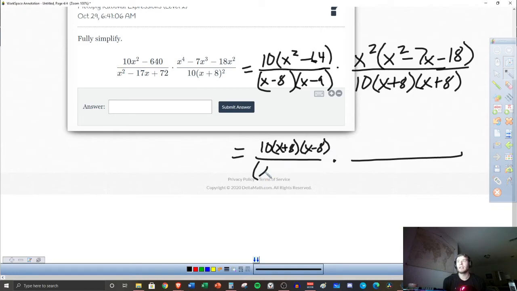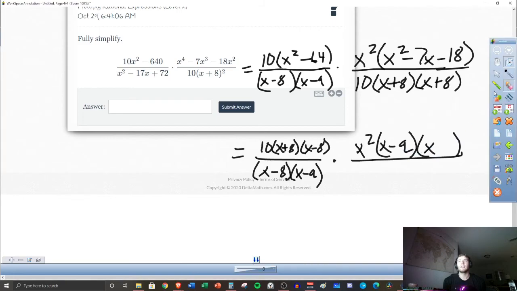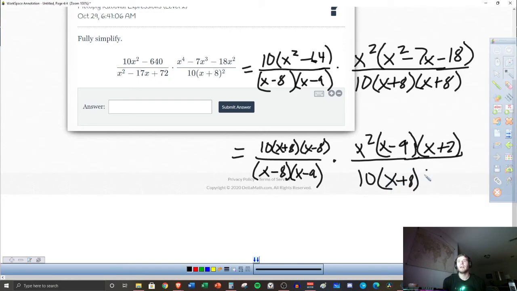On the bottom, I get x minus 8 and x minus 9. Up top, I have x squared. Here, let's go ahead and factor out this. It's a quadratic, so we get x minus 9, x plus 2. There we go. On the bottom, 10, x plus 8, x plus 8. So this is completely factored out, and that's what we want before we go to the next step.